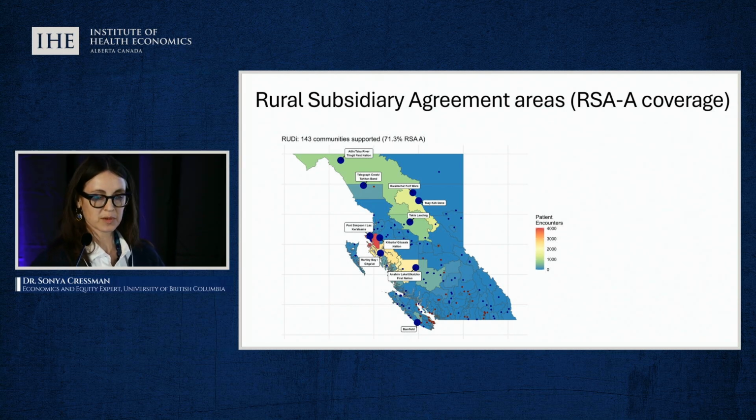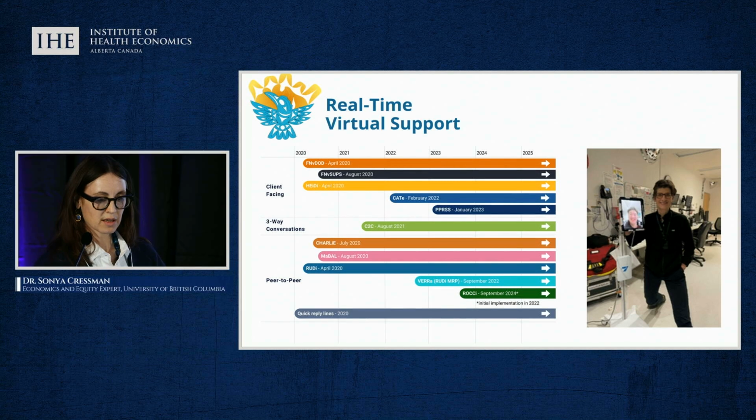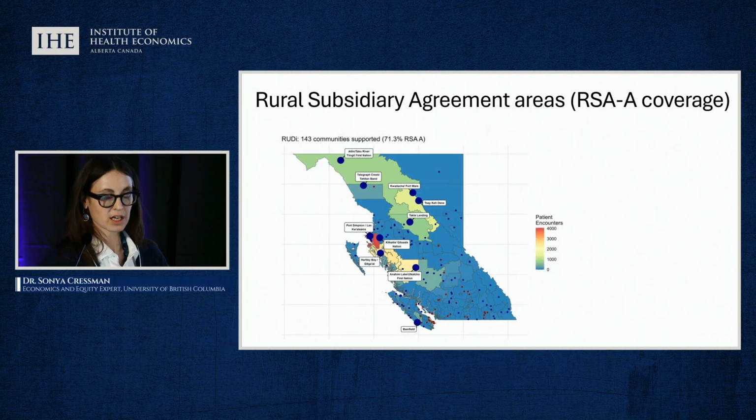71% are RSAA communities, and we've got upwards of 90% for some of those virtual care pathways. I'll note the new one that just came up in 2022 was the Virtual Emergency Room Rural Assist, or VERA, pathway, where they're offering MRP coverage in these rural communities. And they've got over 90% of the communities being the most heavily subsidized.